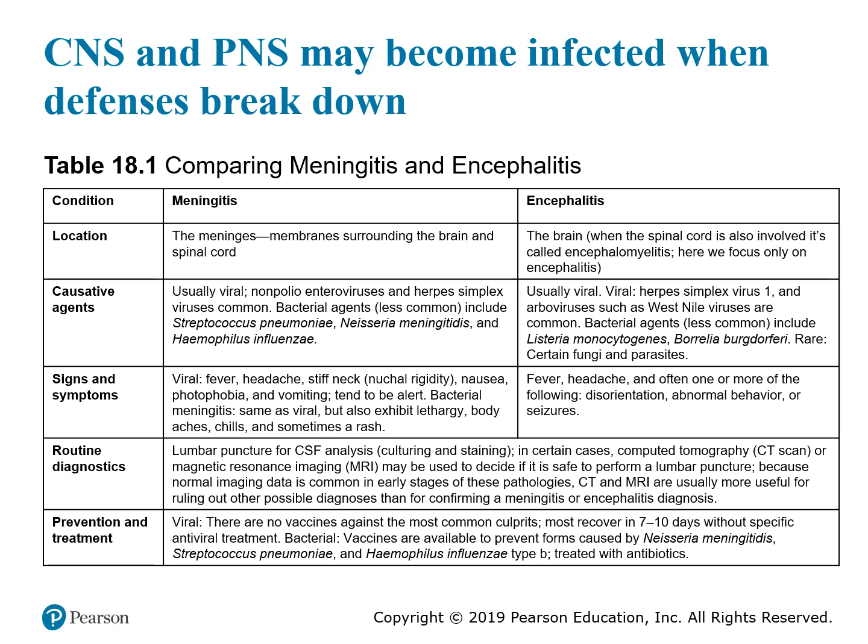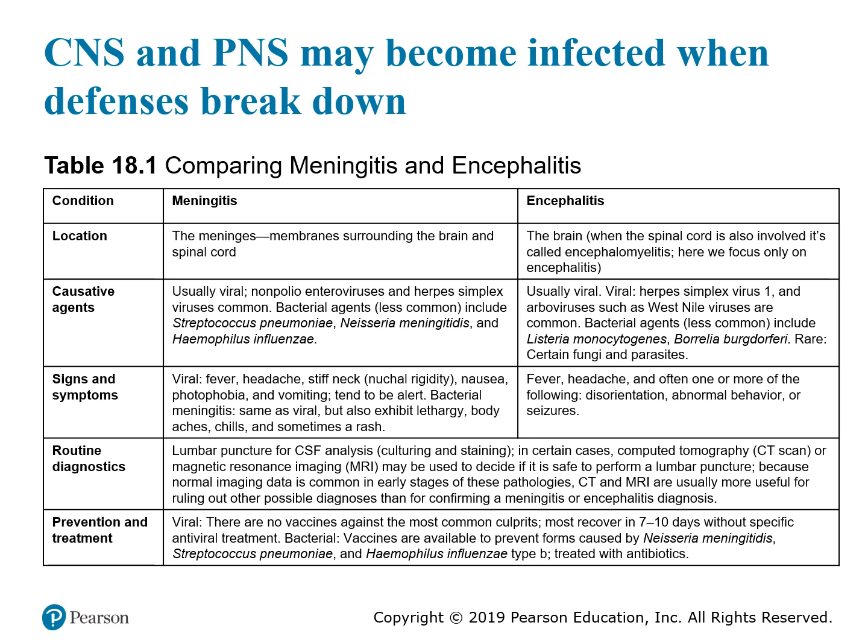So the central nervous system and peripheral nervous system can actually become infected when there's some sort of defense breakdown. So when we look at these, we're looking at meningitis versus encephalitis. So meningitis, or the meninges, is the actual membrane that surrounds the brain and the spinal cord. And so usually this infection is due to some sort of viral component, but you do also have some bacterial organisms that can cross over and cause an issue within those meningeal layers.